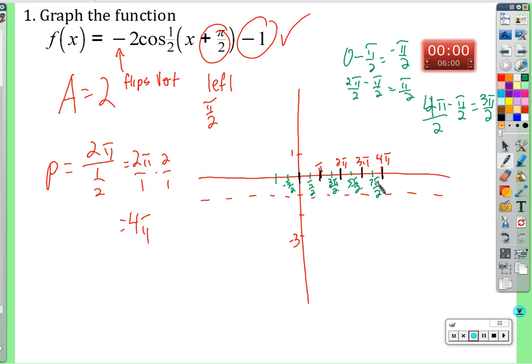Alright, but as Dakota pointed out, it flips. Normally a cosine wave would start at the top, go down to the bottom, and back to the top: a maximum, down to the minimum, back to the maximum. But it's flipped over, so instead it's going to be like that. Flipped over vertically.